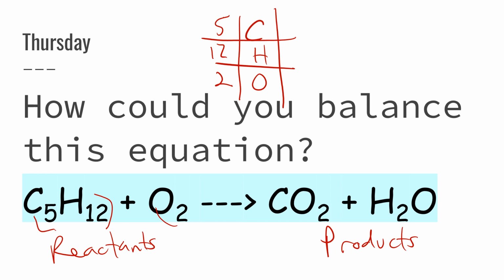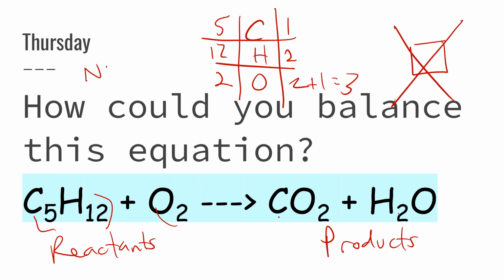And I've counted all of my atoms for the reactants. Now I need to count the atoms for the products. So here I have 1 carbon. If there is no number next to it, assume that number is a 1. I have 2 oxygen, and I have, well, actually I have oxygen over here too. So I have a total of 3 oxygen, and then I have 2 of these hydrogen. So if I were to ask the question, is this balanced? The answer is no, it is not balanced.